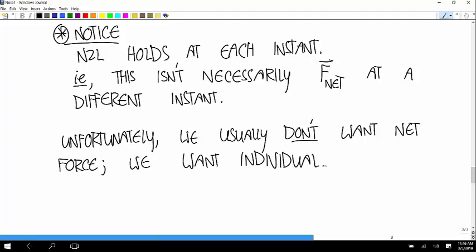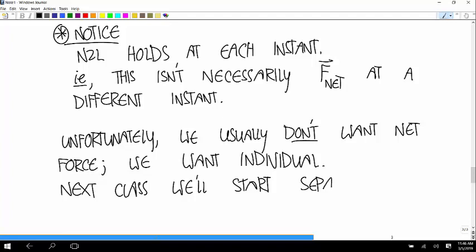And so next class, tomorrow, that's what I'll go into. Next class, we'll start separating FNet into individual forces.